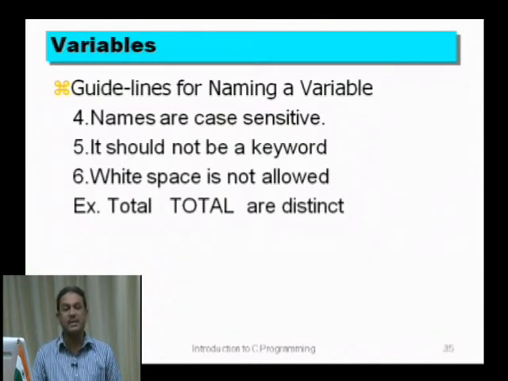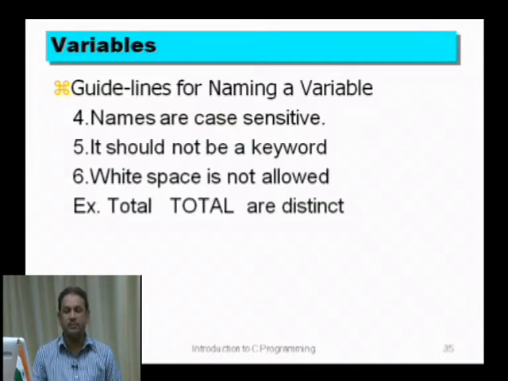variable names are case sensitive. As we have seen in the example, there are 2 variables, total and Total. Two totals are there. Total with the first letter small is a different variable, and Total with the caps lock is considered a different variable. So, the names are case sensitive.